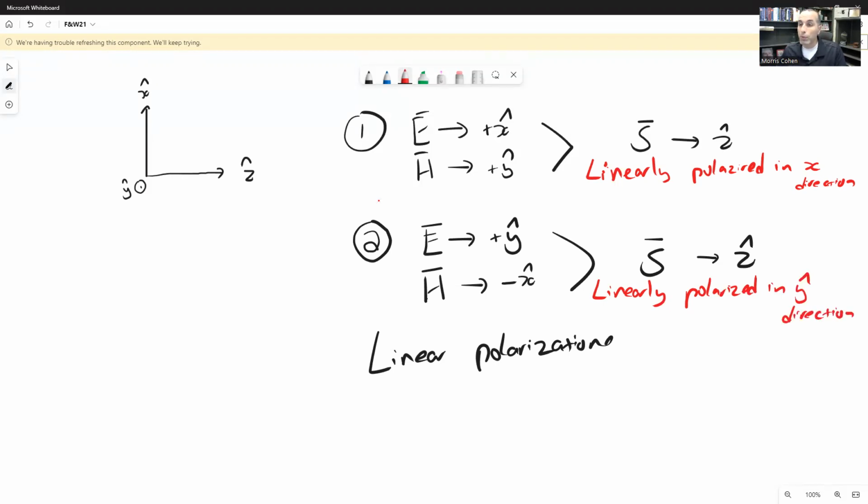Right, so these are both linearly polarized, but there are 2 different forms of linear polarization. There's x and y, and we could also have everything in between. We could have the electric field be at a 45-degree angle between the x and the y. So we could also have an electric field that's pointed this way. Sorry, we could have an electric field that is x hat over square root of 2 plus y hat over square root of 2.